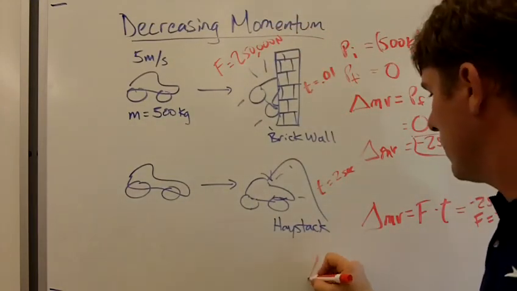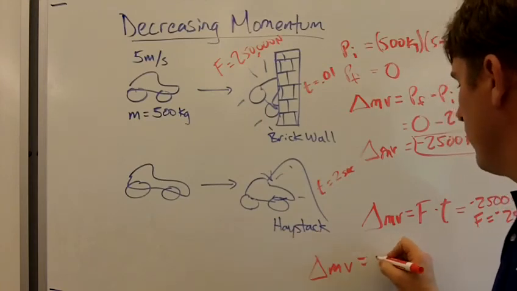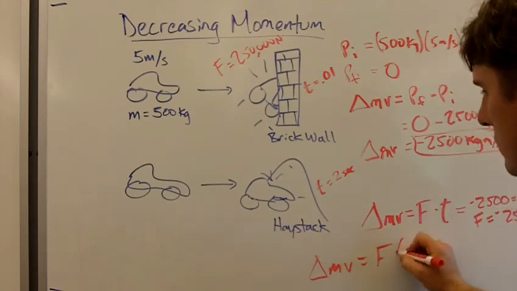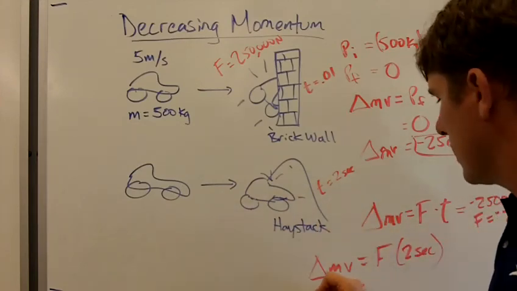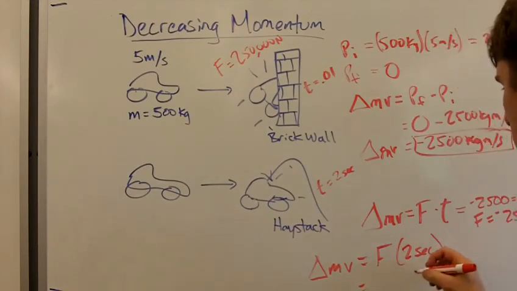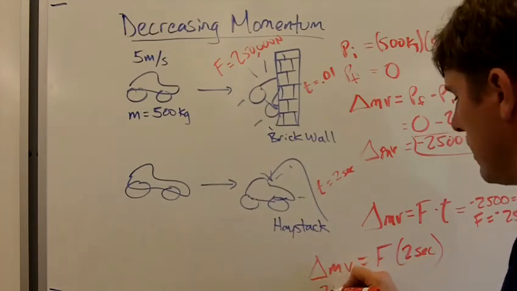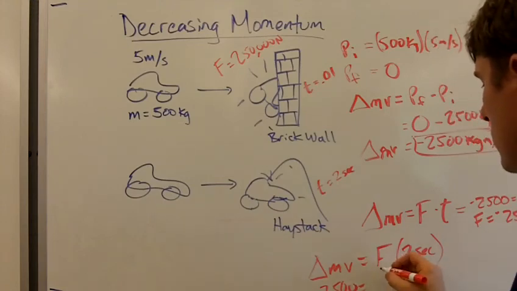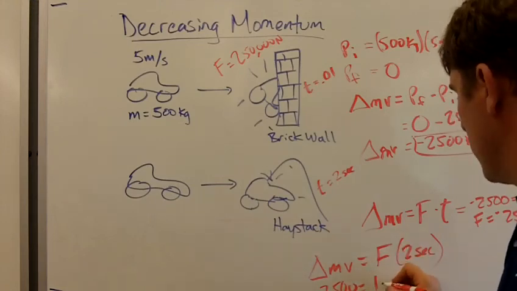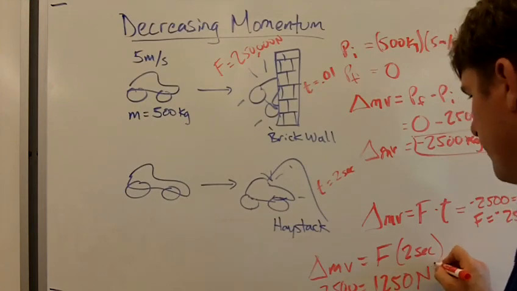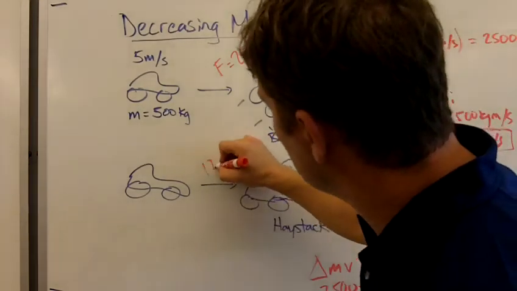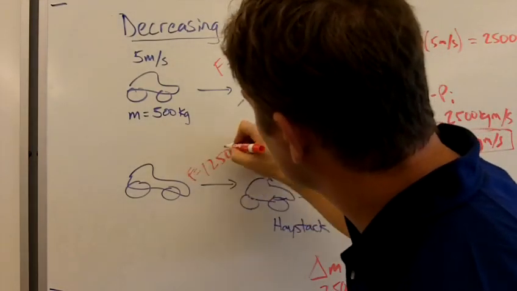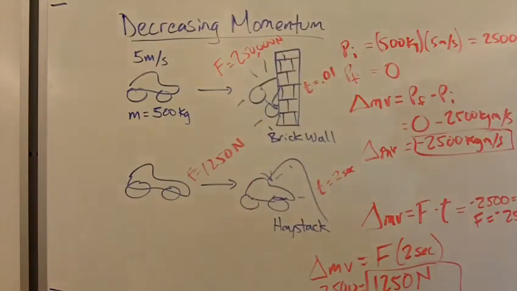How about for the haystack? Delta MV equals force times, in this case we said 2 seconds was the impact time. So again, I'm probably off the screen here, but delta MV is 2,500. That's the impulse, kilogram meters per second. Divide that by 2, we're going to get 1,250 newtons. Would you rather be in a car that hits and has 1,250 newtons of force or 250,000 newtons? I want to be in this car. I'm steering for that haystack every time.